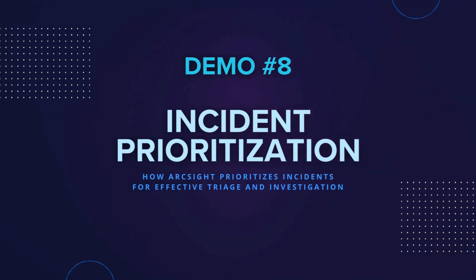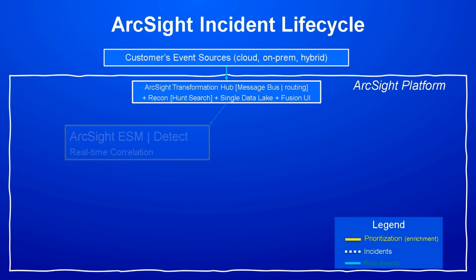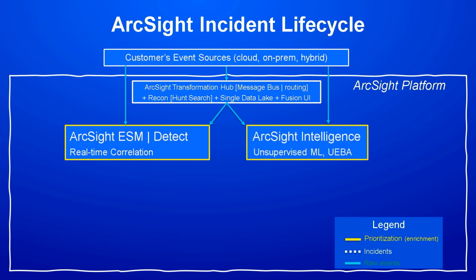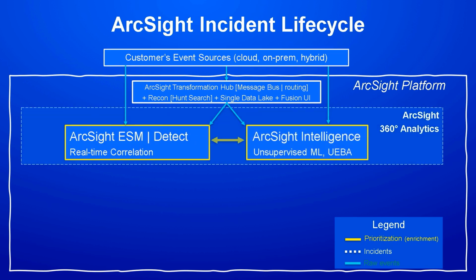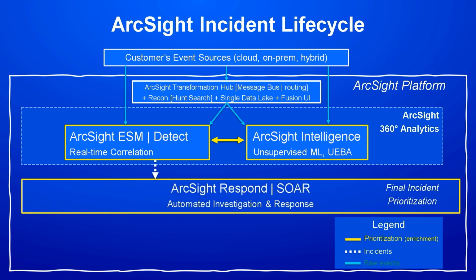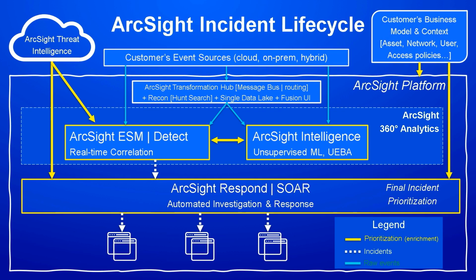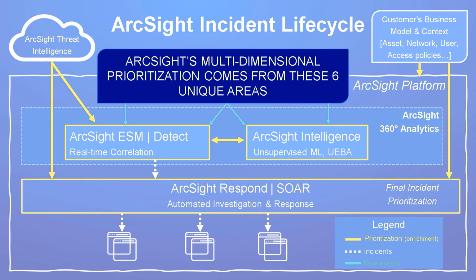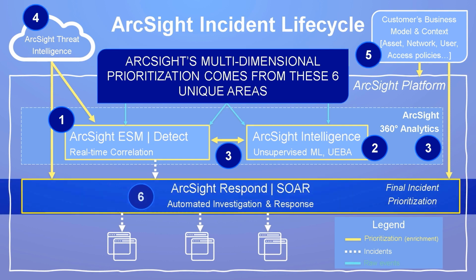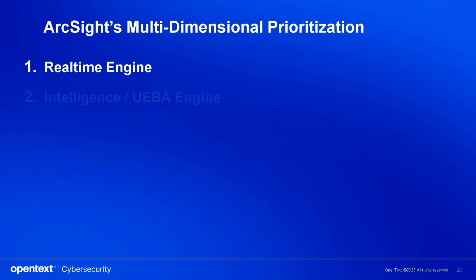In Scenario 8, we will demonstrate our powerful incident prioritization framework and how incidents are managed within ArcSight SOAR. Correct incident prioritization is absolutely key to effective triage and investigation. While various entities like analytics, risk scoring, threat intelligence, and the customer's own business model play a significant role in the correct prioritization of an incident, it is ArcSight SOAR which ultimately decides on the all-important incident priority that will drive the analyst workflow. We call this multi-dimensional prioritization.